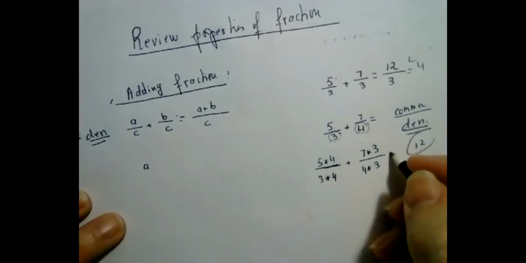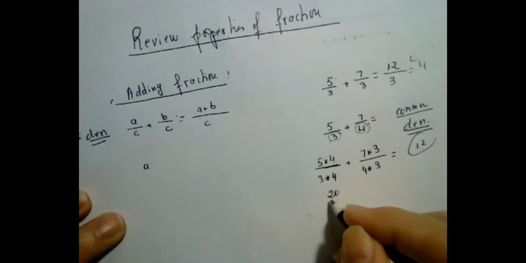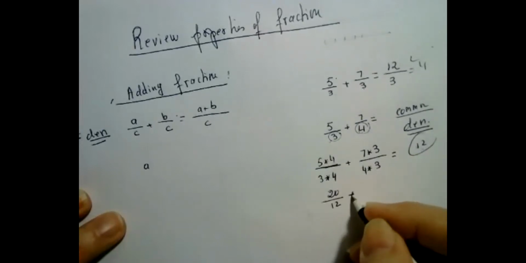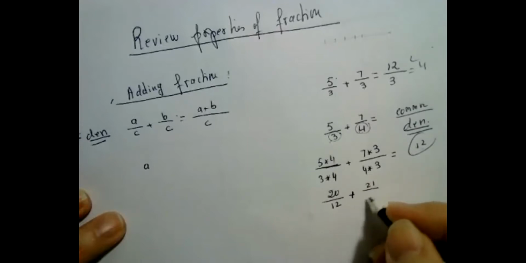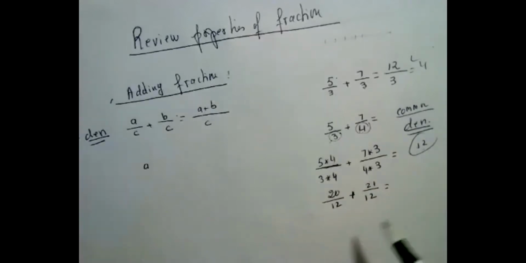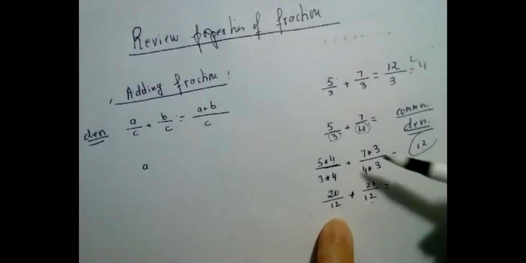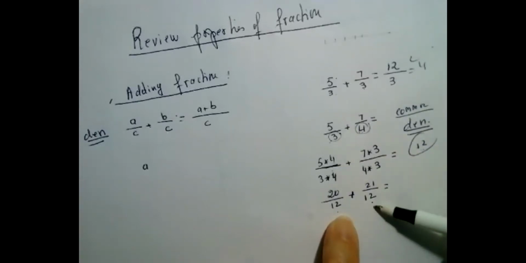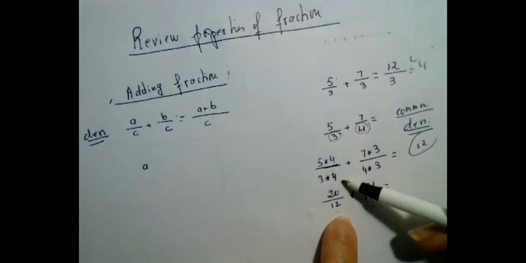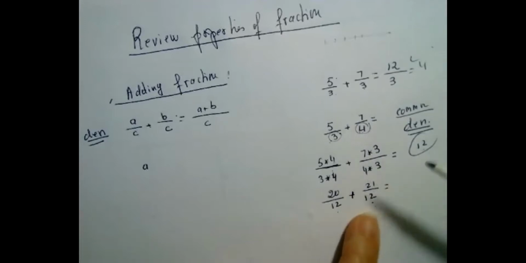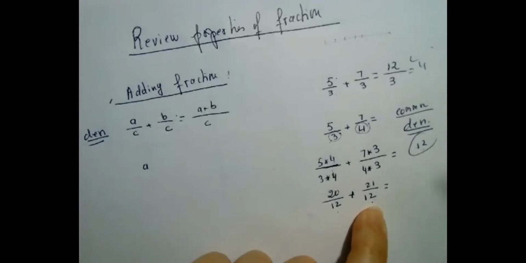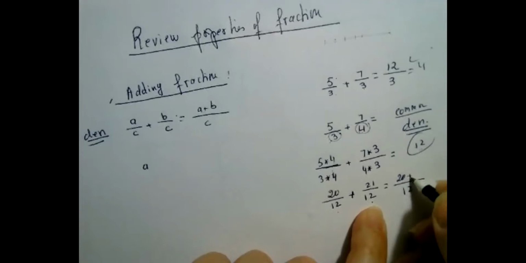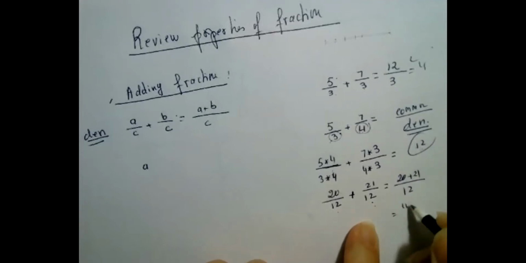So this will give me 20 over 12 plus 21 over 12. Now I have a common denominator. I haven't changed the value of my fraction, but the denominator is the same. So I have 20 pieces, each one of size 1 over 12, and 21 pieces, each one 1 over 12. So altogether I have 20 plus 21, which is 41 over 12.